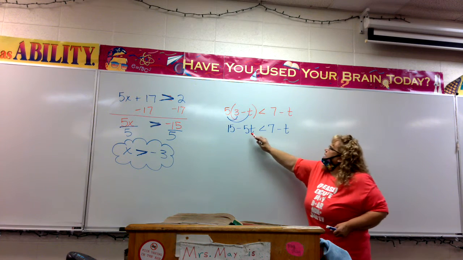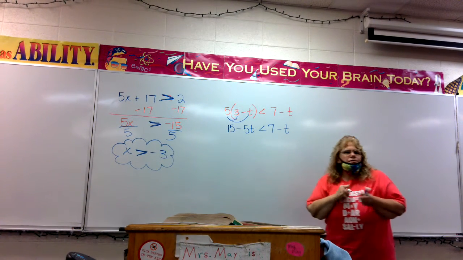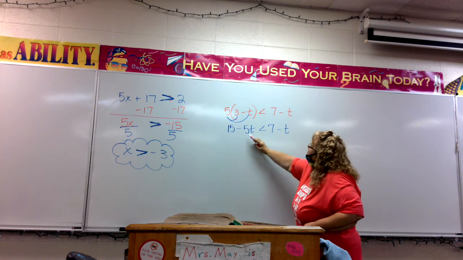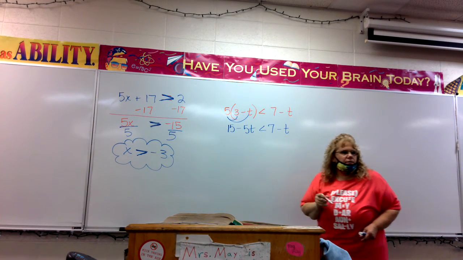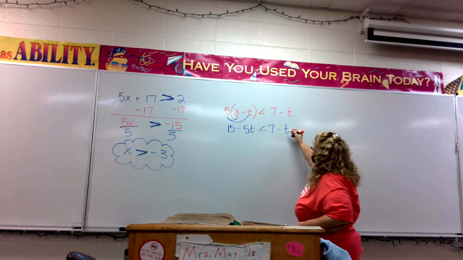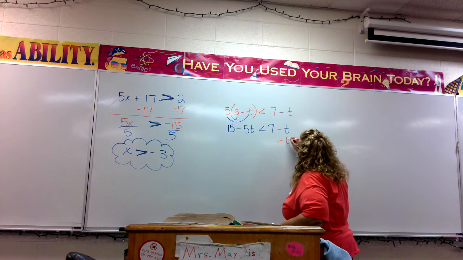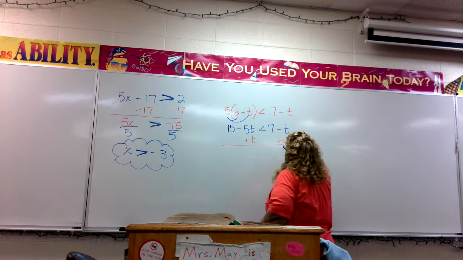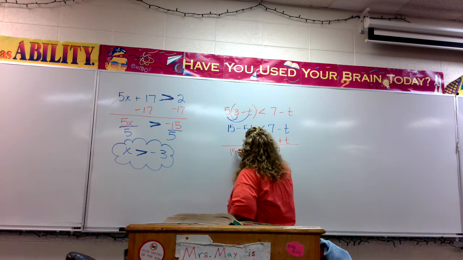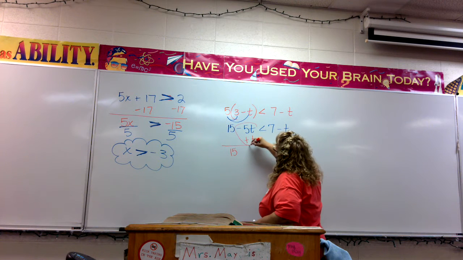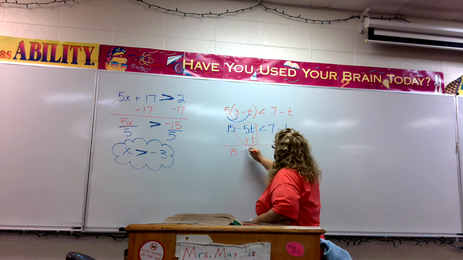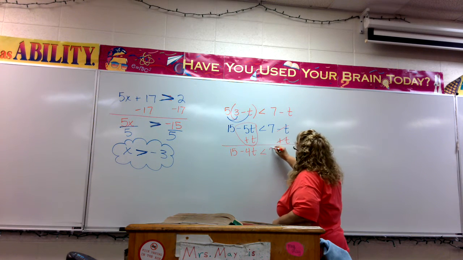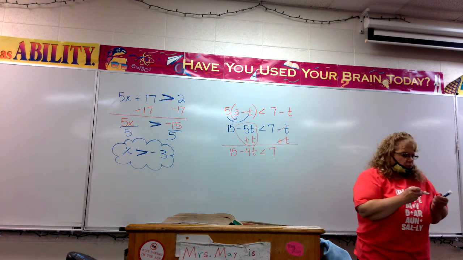We have t's on both sides. And it doesn't matter which you do. You could add 5t, add 5t. Or over here, the opposite of minus t is plus 1t. I'm going to do it that way just to show you something today. What do you get here? Right, negative 4t less than, that goes away, less than 7, right?